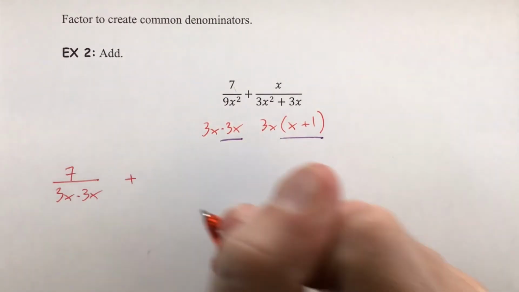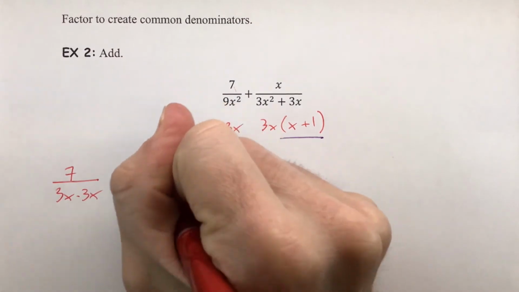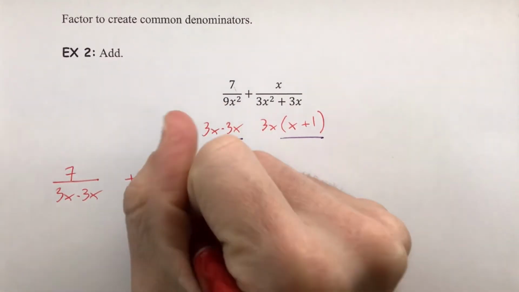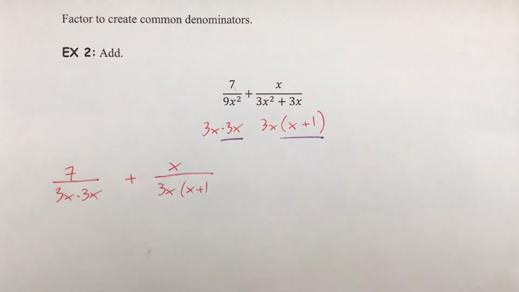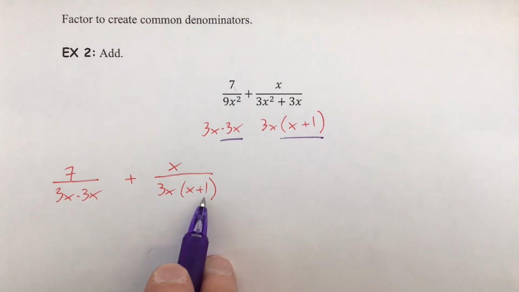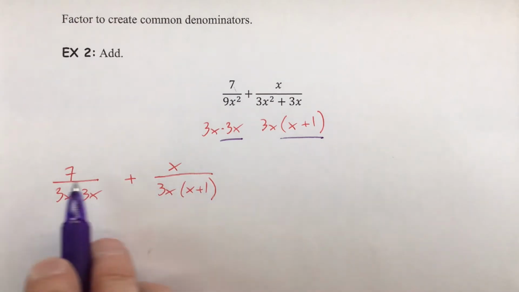Then we've got plus x over 3x times x plus 1. So same thing that we already had. But now what we're going to do is share those factors. Over here, we've got that x plus 1, okay? So we're going to share that to the other side.